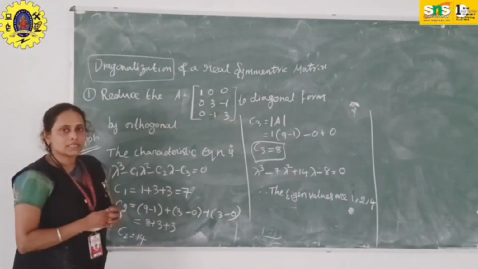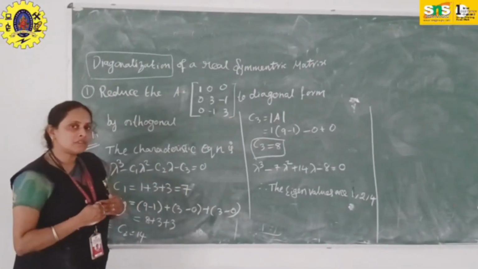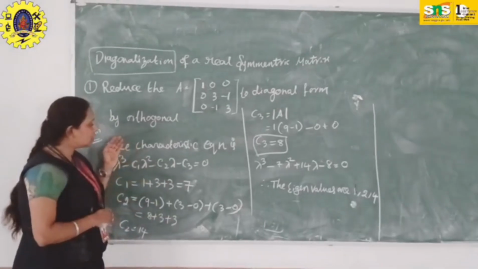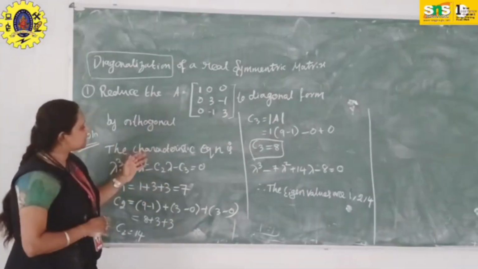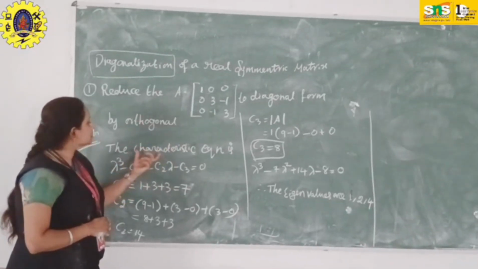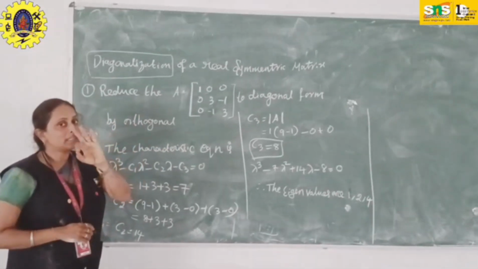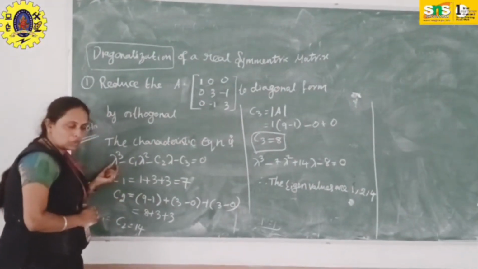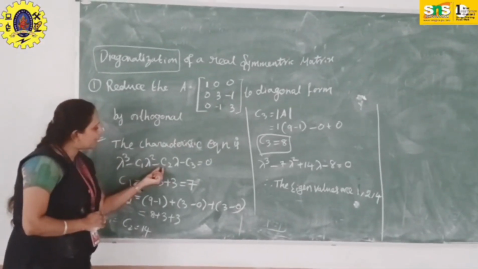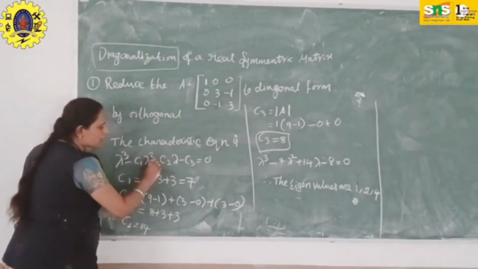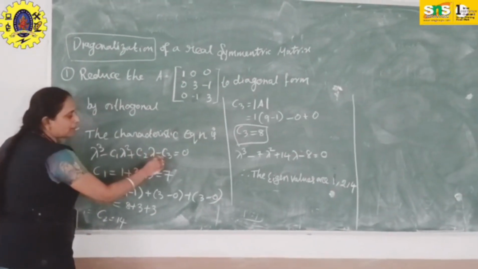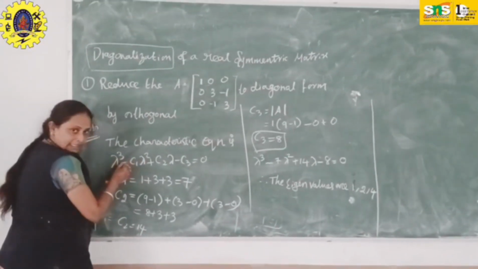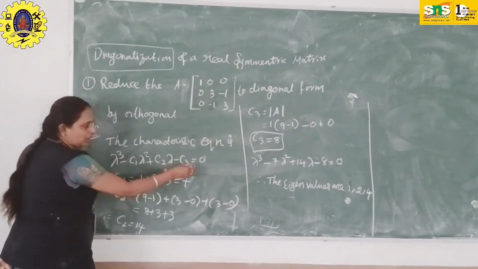In this diagonalization we are going to follow these steps. First we find the characteristic equation, eigenvalues and eigenvectors. This problem is a 3 by 3 matrix, so we are going to find the 3 eigenvalues using the characteristic equation. The characteristic equation is lambda cube minus c1 lambda square plus c2 lambda minus c3 equal to 0, with alternating positive and negative signs.